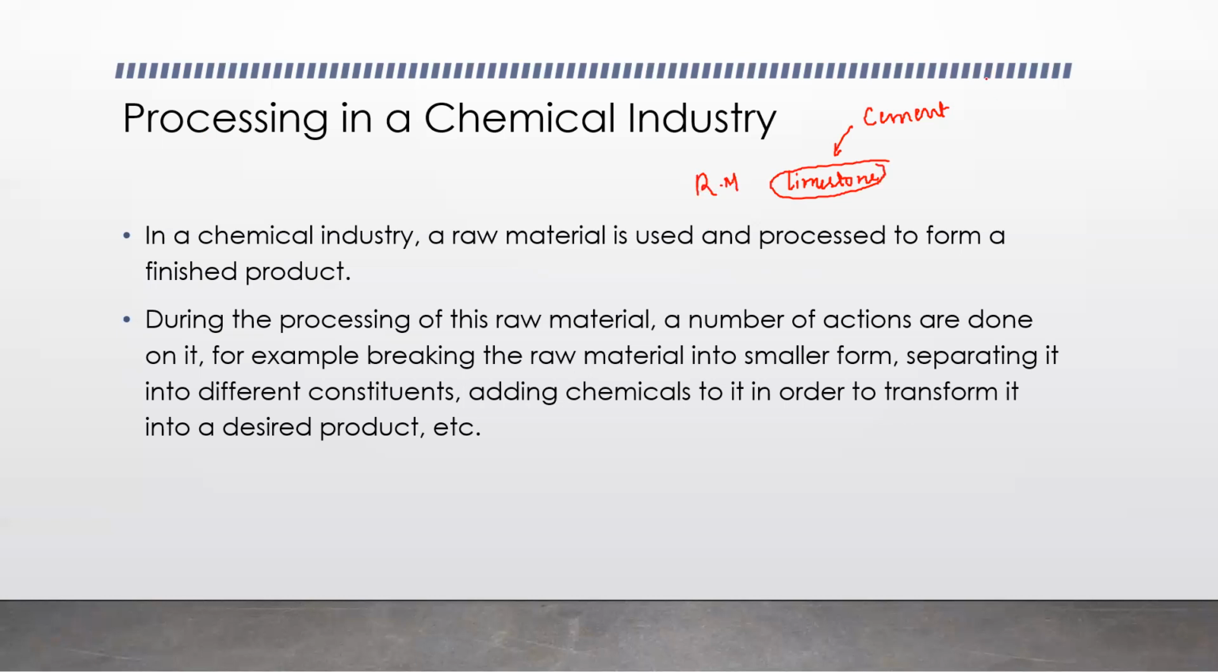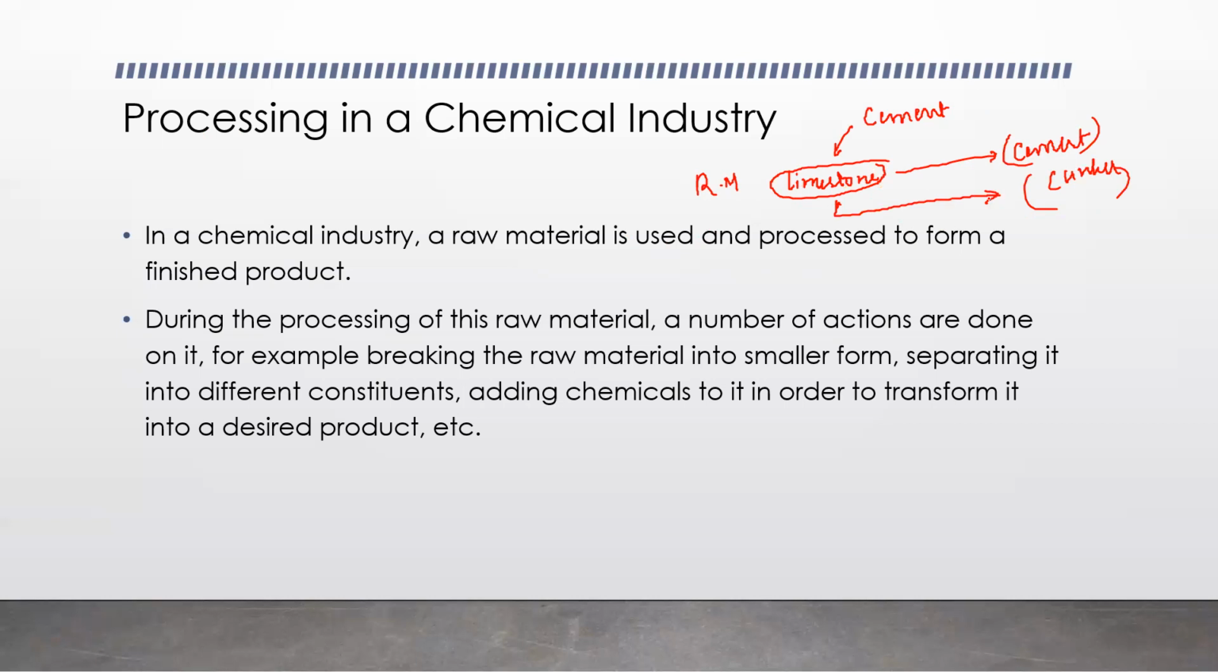Limestone is the raw material. And this limestone is used to form cement, which is obtained as clinker. So this raw material is processed in such a manner so that we get cement.